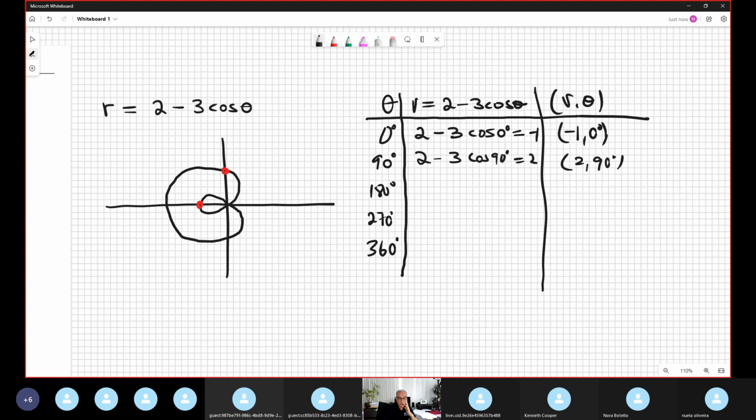180. 180 is 2 minus 3 cosine 180. Cosine 180 is negative 1. And negative 1 times negative 3, it is 5. It's 5, 180. I suppose que this point is this point. This distance is 5. Do you see que makes sense?